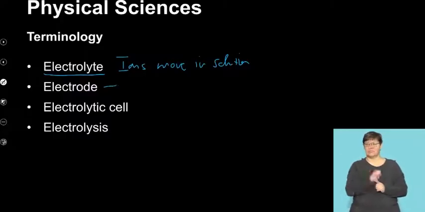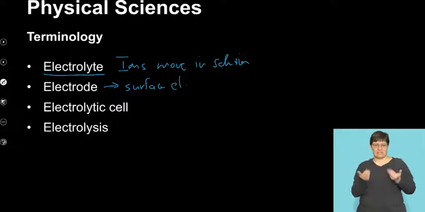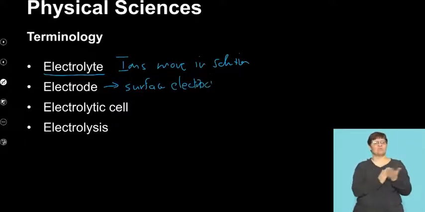The electrode is simply the surface that will deliver the electricity. That's a conducting surface where the electricity is going to be formed, and that's where the reactions are going to take place.